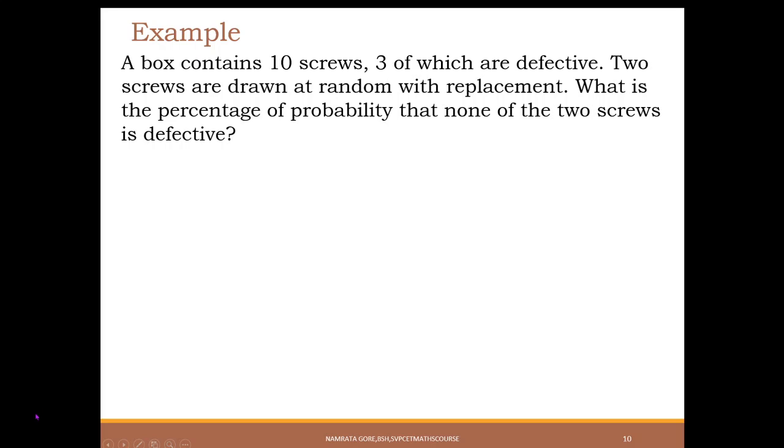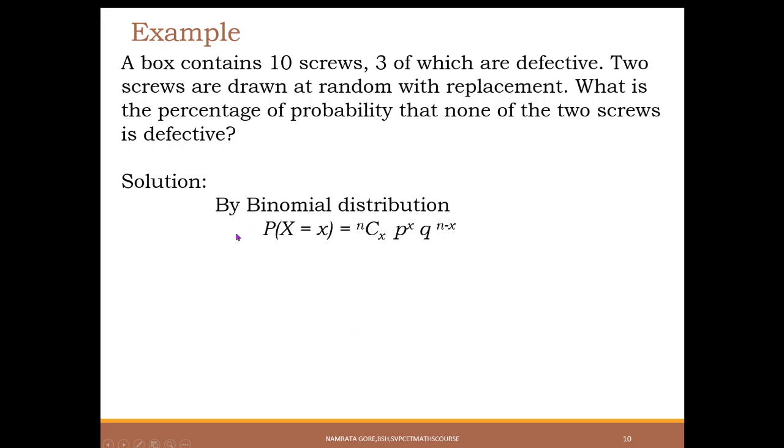Another example: a box contains 10 screws, 3 of which are defective. 2 screws are drawn at random with replacement. What is the percentage of probability that none of the 2 screws will be defective? Again, here getting defective screws is our success. So using binomial distribution again, the random variable x is getting defective screws, and how many screws do we want defective? None. So x is 0.